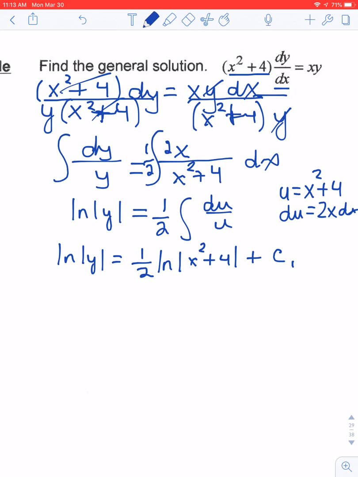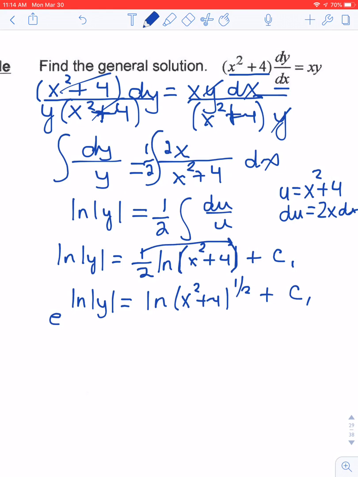Now there are a couple things we can do here. We want to eventually solve for y, and if I exponentiate both sides, this 1/2 is going to cause me problems. So I'm going to make that 1/2 be the exponent. I'm going to use the property of logs, where ln of a to the r equals r ln of a. I don't really need absolute values because x squared plus 4 is always going to be positive. So that's going to turn out to be x squared plus 4 to the 1/2.